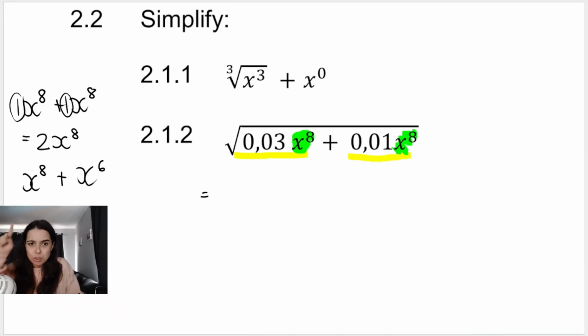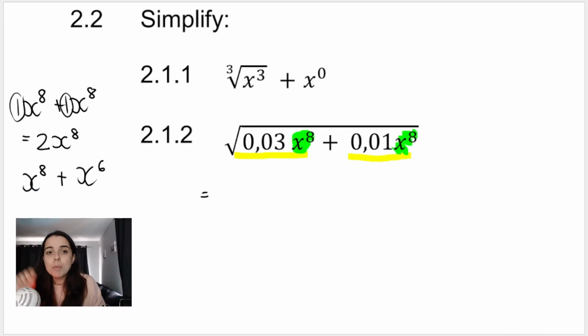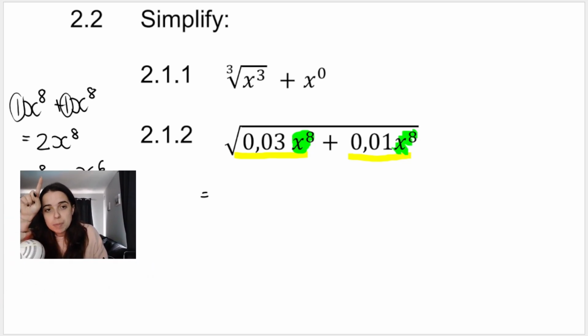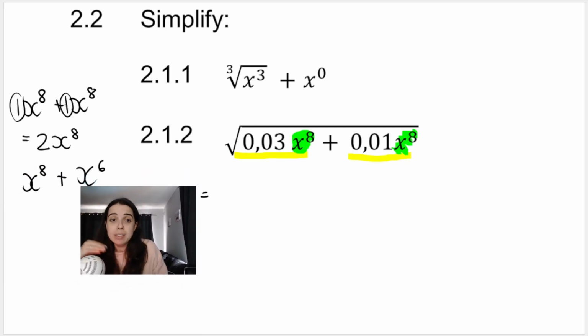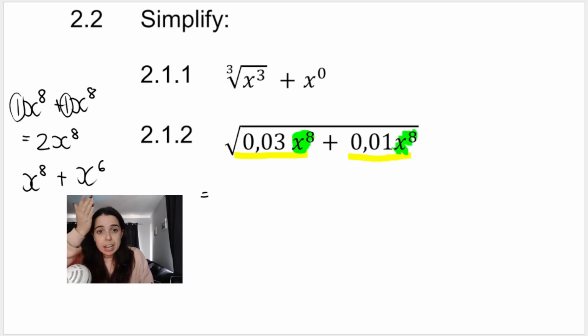Can I add those two together? No, they're not like terms. Remember, they must have the same variables, so they must both be x's, which they are, but they must also have the same exponent. So 8, and that's not 8, so you can't add them. So your sum would stay like that. X to the power of 8 plus x to the power of 6.